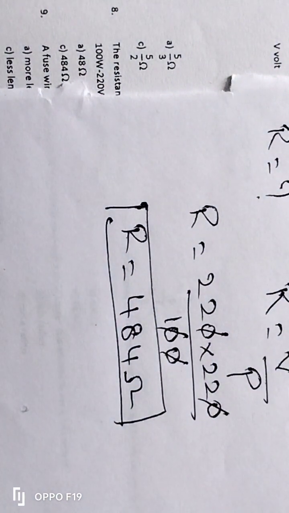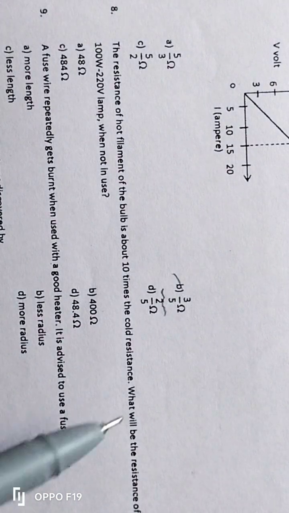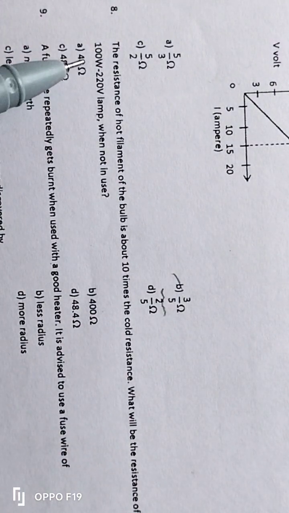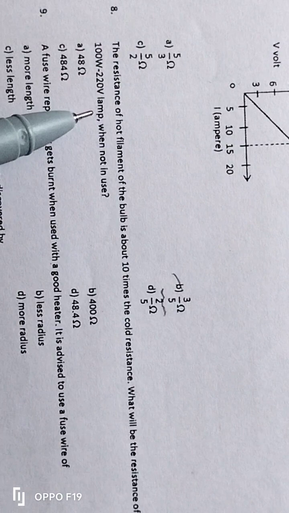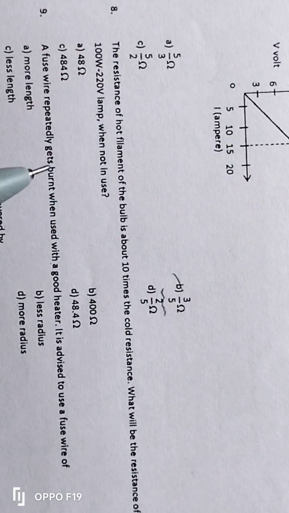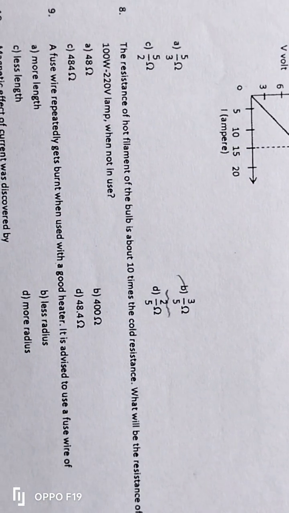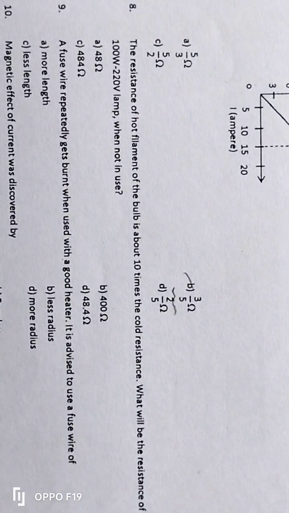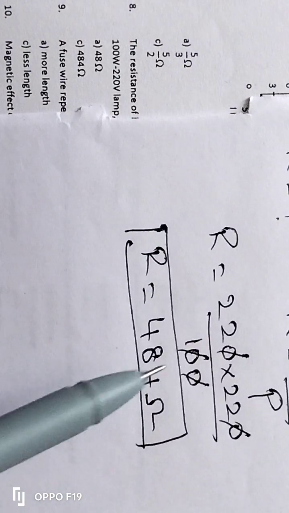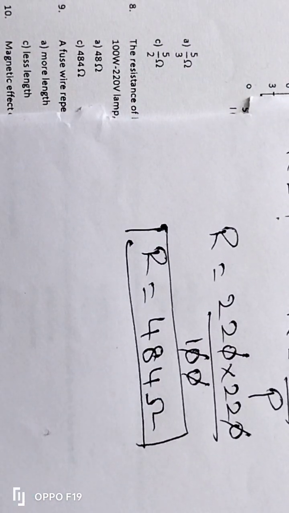Now what he told is, the resistance of the hot lamp is 10 times the cold lamp. Hence we have to calculate what will be the resistance of a 100 watt 220 volt lamp when not in use, he has asked. So when it is not in use, what is the resistance of the hot filament? The resistance of the hot filament is 484 ohms.